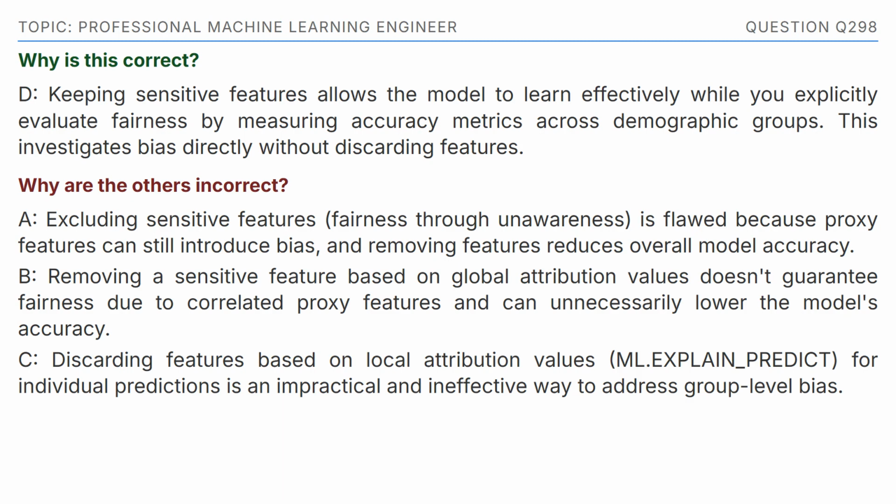Why are the others incorrect? A. Excluding sensitive features, fairness through unawareness, is flawed because proxy features can still introduce bias, and removing features reduces overall model accuracy. B. Removing a sensitive feature based on global attribution values doesn't guarantee fairness due to correlated proxy features and can unnecessarily lower the model's accuracy. C. Discarding features based on local attribution values, ml.explain_predict, for individual predictions is an impractical and ineffective way to address group-level bias.